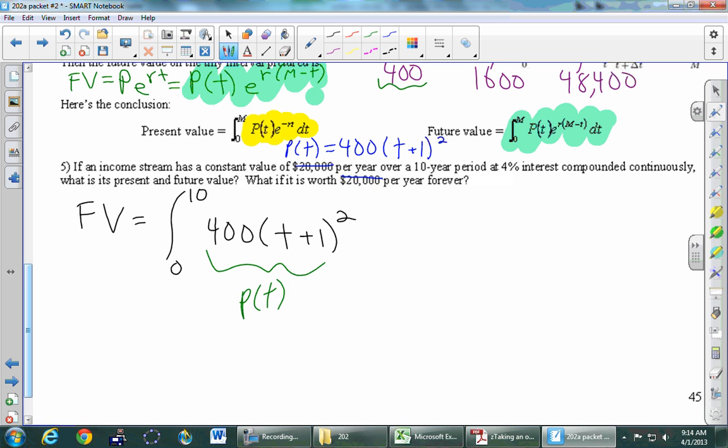And the next part of the formula is e to the r. What's the interest rate? 104. And then in the parentheses, we put m minus t. What is m? Still a 10. What is t? T is t. T is the variable. This is an integral with a dt at the end. That t right there belongs. Don't replace it with anything.